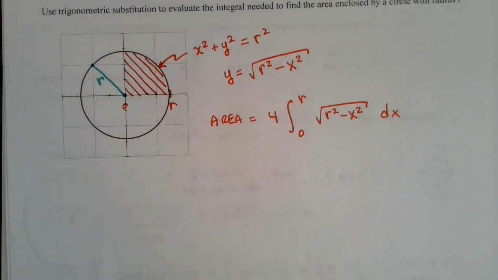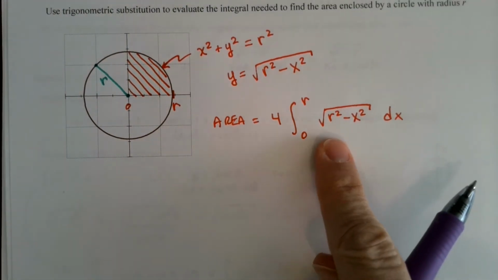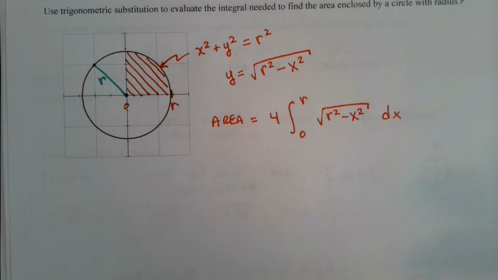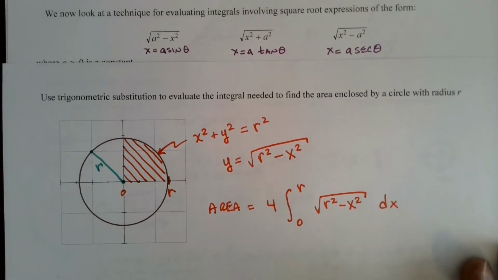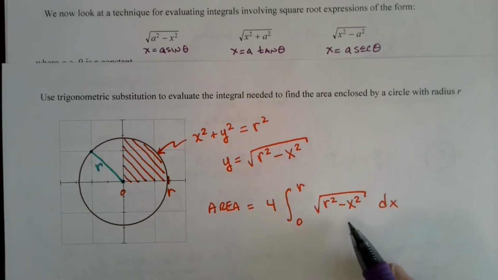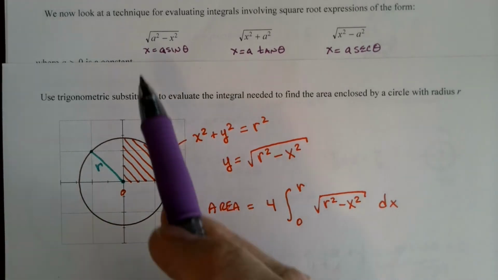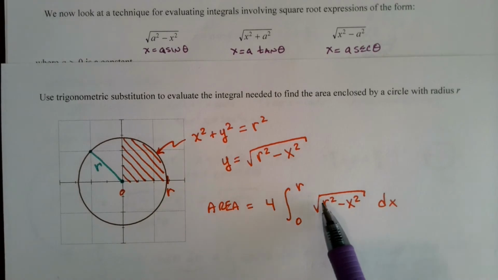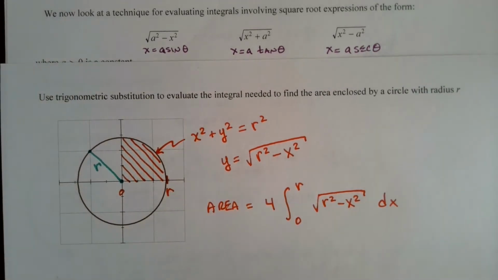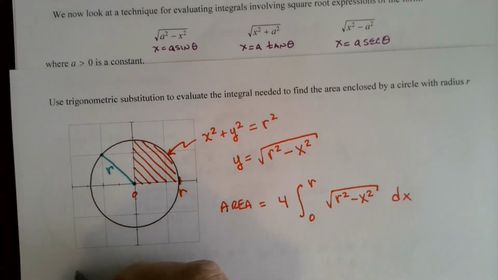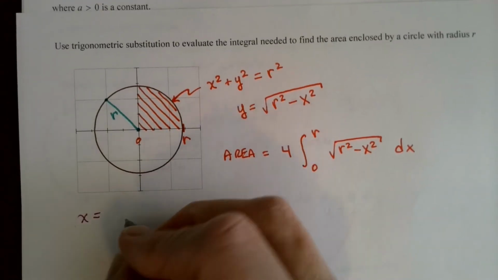So notice what we have. We have a form r squared minus x squared, r being a constant. Well, which trig substitution are we going to use here? Which one are we going to use? Notice it's a squared minus x squared here. Here it's r squared minus x squared. So we're going to use x equal what? r sine theta in this case. So x is r sine theta.